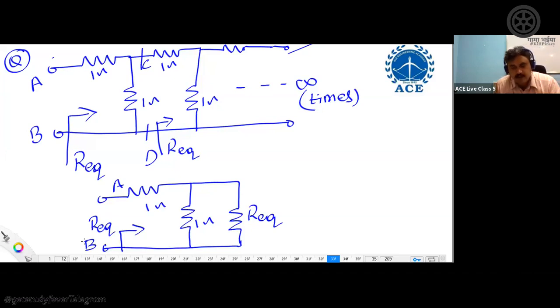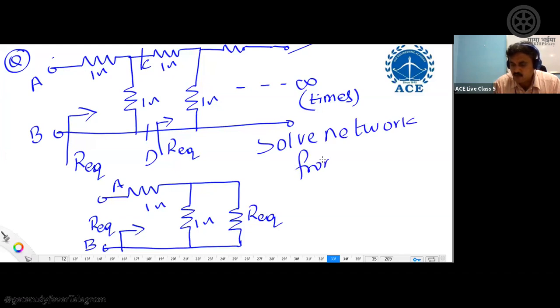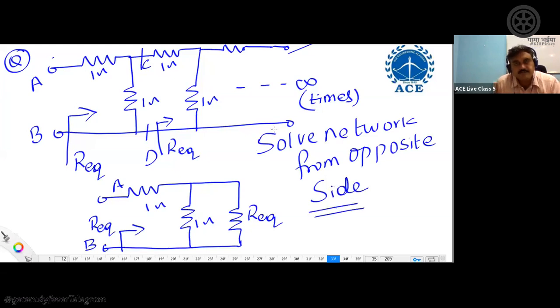Now, whenever you calculate R equivalent across terminals A and B, this is a very important hint. Try to understand this. Never do the problem from terminals A and B. Come from the opposite side. Solve network from opposite side. Very, very important. Okay. So when you want R equivalent across AB, don't touch those terminals. You come from the opposite end.